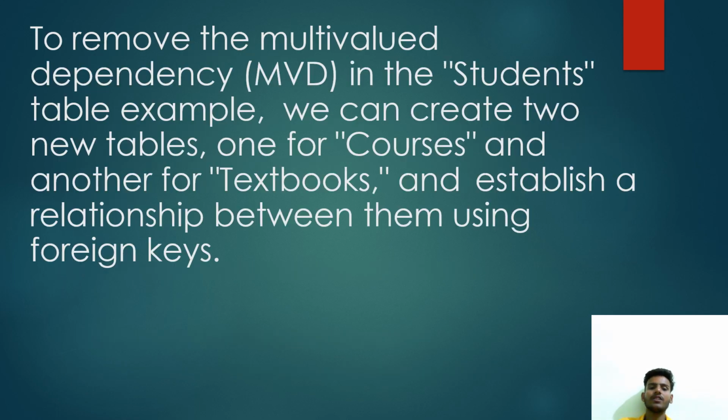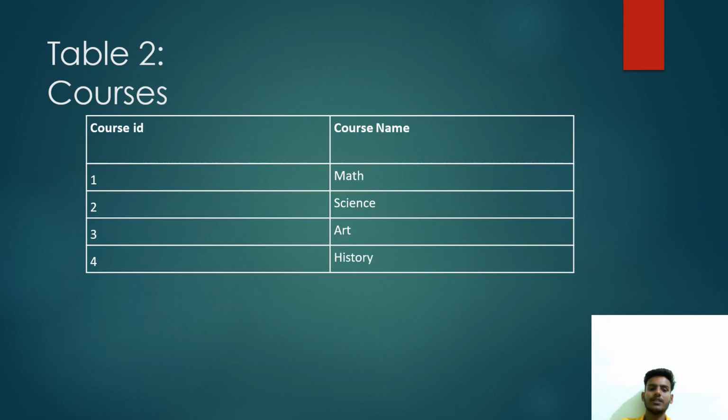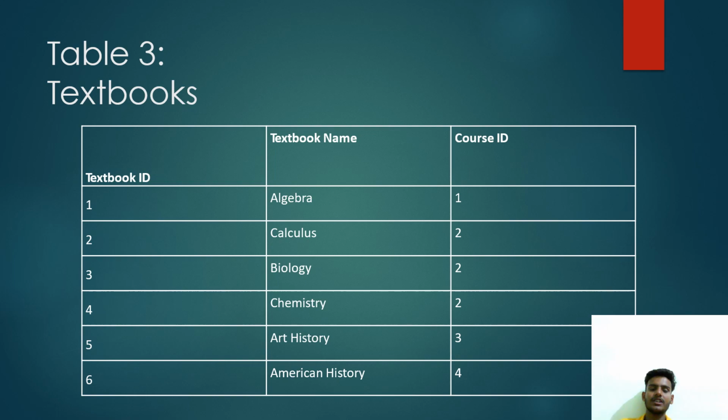To remove the multivalue dependency MVD in the student table example, we can create two new tables, one for the course and the other for the textbook, and establish a relation between these using a foreign key. This is a table with course ID and the course name. These are the subjects. Now this is the textbook table, with textbook name, ID and the course ID.